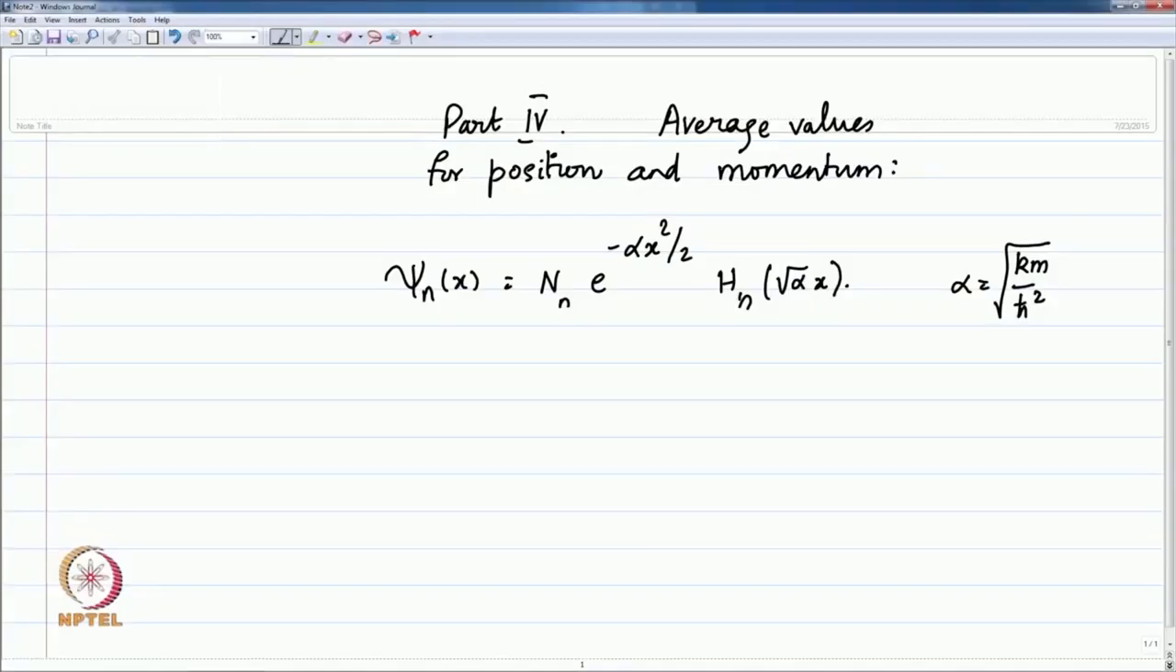Welcome back to the last part of this elementary lecture on the harmonic oscillator. In this part, let me do a simple calculation and demonstrate how to do elementary integrals. This part is on the average values for position and momentum operators in quantum mechanics for the harmonic oscillator. In fact, it's extremely simple.